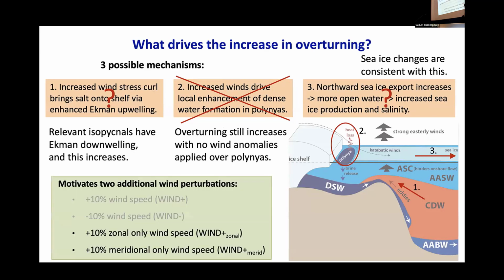So what we've done to try and distinguish a bit more between hypotheses number 1 and 3 is to separate the perturbation into zonal and meridional wind experiments only. For this hypothesis here, we expect it to come from the zonal winds, because the zonal winds drive the southward Ekman transport and the Ekman upwelling. And this hypothesis here we expect to be driven by meridional winds driving the sea ice export off the shelf.